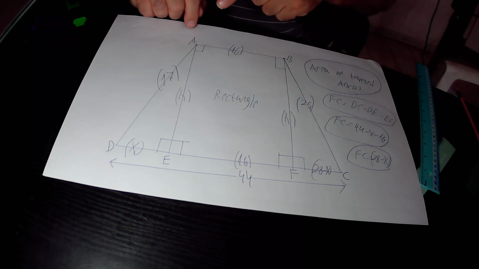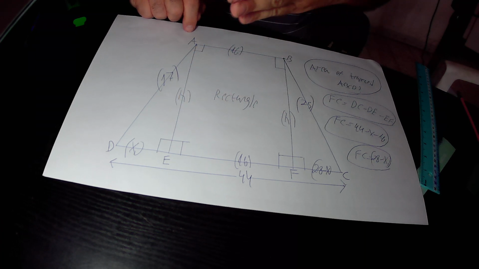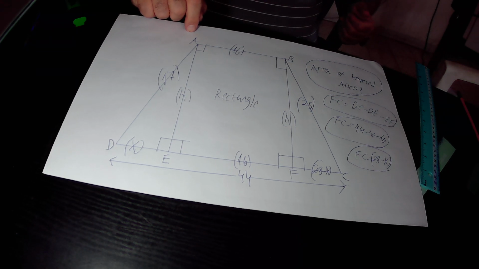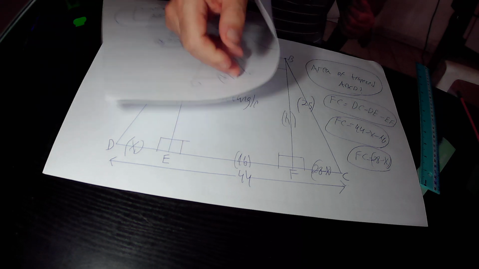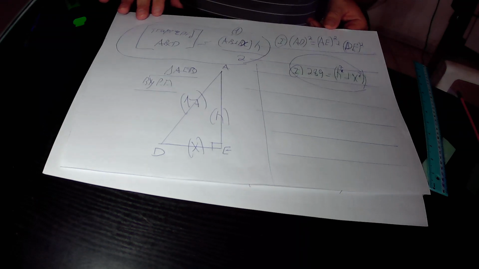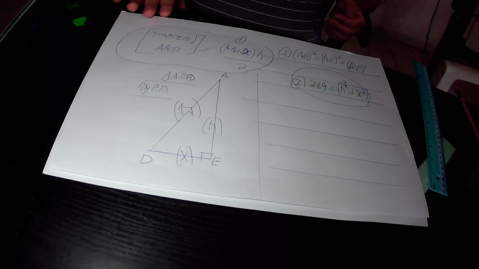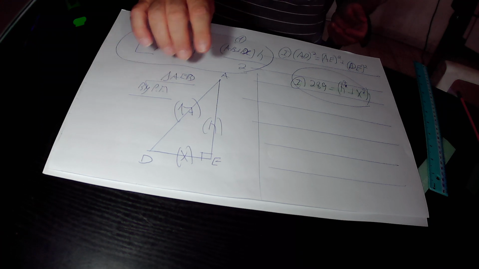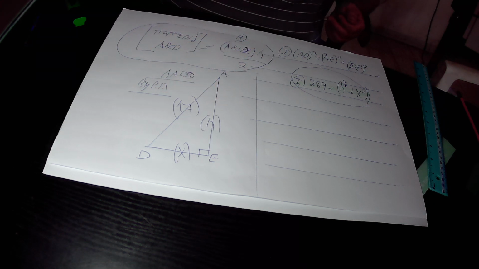Why is h the height? Because h creates 90 degrees with the base DC. Therefore h is also the height of trapezoid ABCD. In the next step I copy the right triangle AED onto a new page, and we apply the Pythagorean theorem to this right triangle AED. This is the right triangle AED that I got from the original drawing. According to the Pythagorean theorem, in this right triangle AED, AD squared, the square of the hypotenuse, is equal to AE squared plus DE squared.